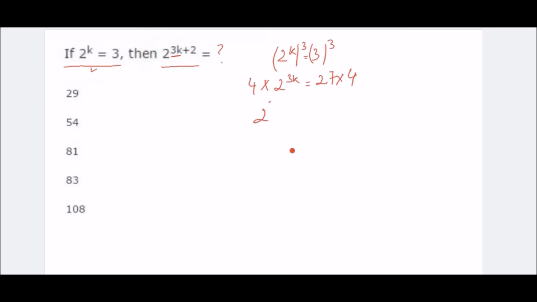Then here it will become 2 power 3k into 2 square, and 27 into 4 will become 108. So this will be our answer, and this equation will become 2 power 3k plus 2, that is the required form for us, and the answer will be 108, option last.